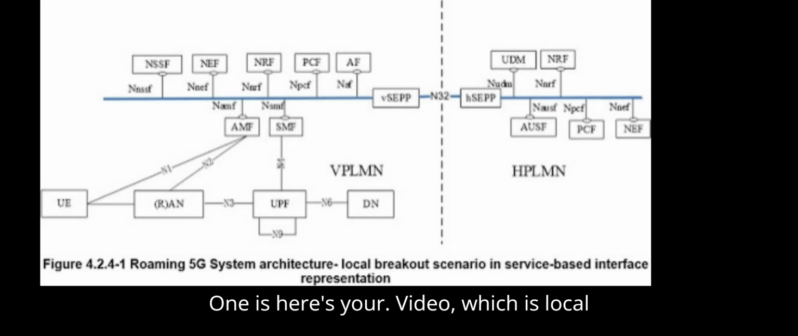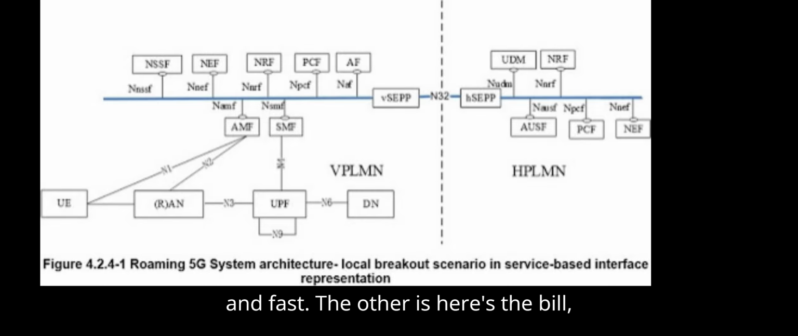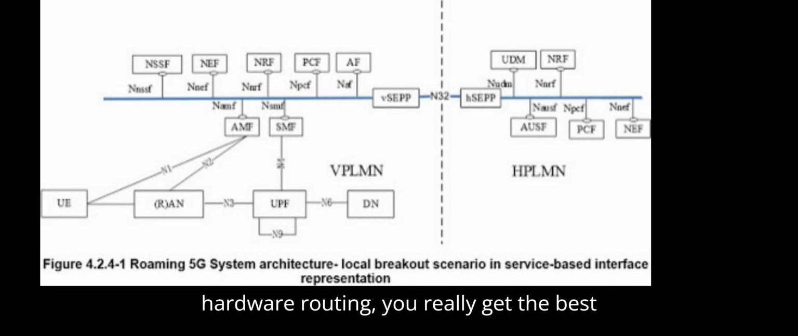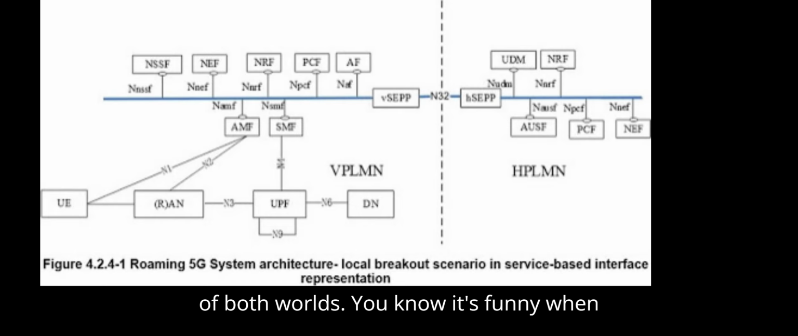One is, here's your video, which is local and fast. The other is, here's the bill, which is global and secure. That separation, it's really elegant when you think about it. It is. It's what makes 5G a true cloud-native architecture. By decoupling the control plane, the software, from the user plane, the hardware routing, you really get the best of both worlds.